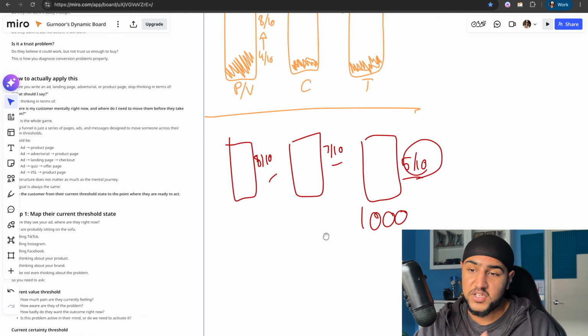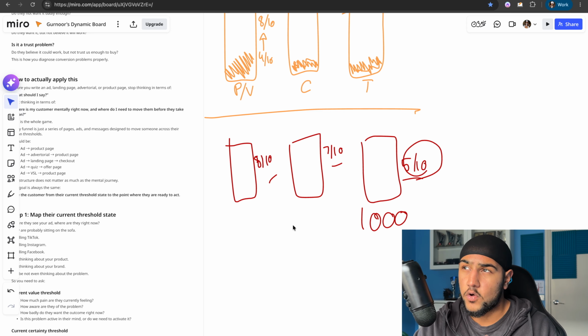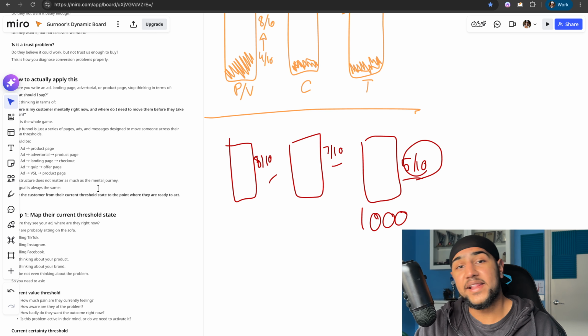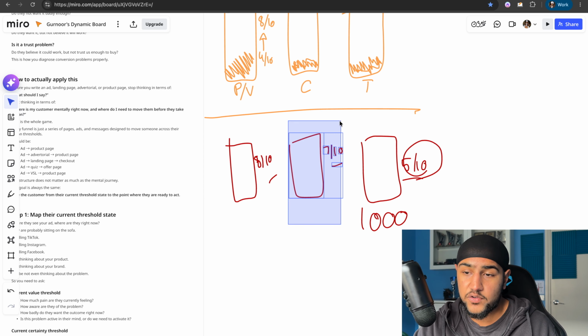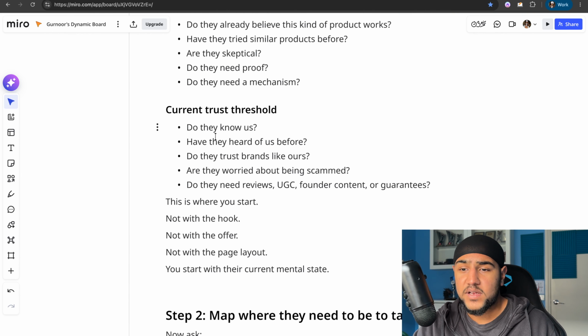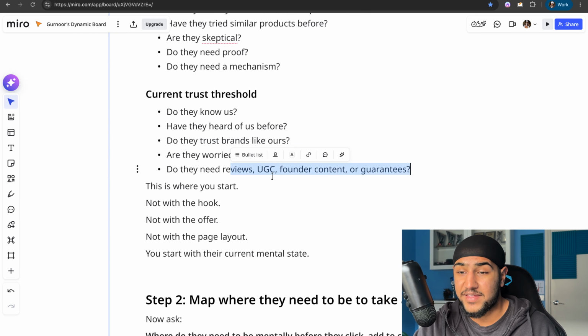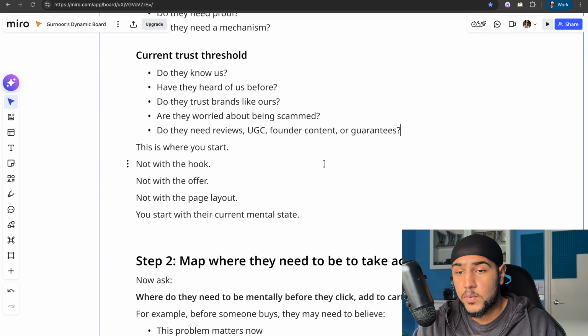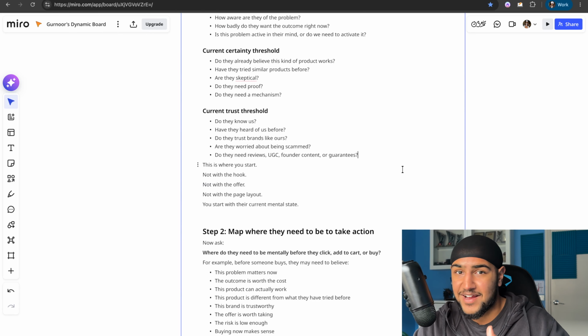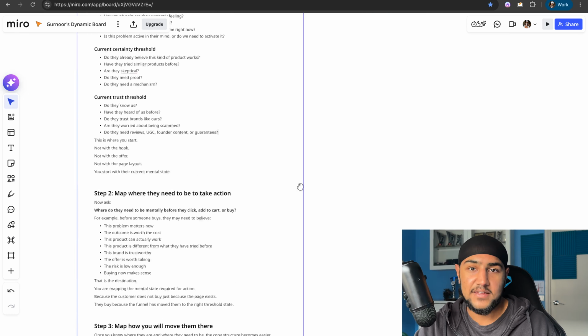This is, by the way, something you can actually go and see one of Grunz's most popular ads, and it's like Ozempic's best friend. They're actually leveraging Ozempic, which is a familiar, useful mechanism, to actually increase the certainty with their mechanism, right? And then do they actually know us? Have they heard of us before? Do they trust brands like ours? Are they worried about being scammed? Do they need reviews, UGC, founder content, or guarantees, right? This is where you start, not with just starting to write the ad. Actually start with the thresholds in mind, and then map where they actually need to be to take the action.